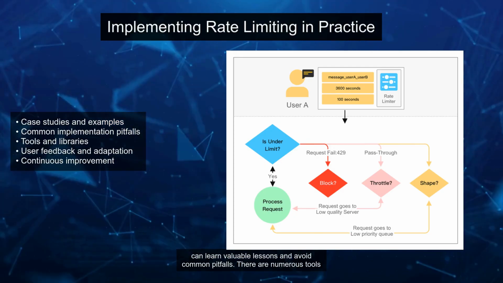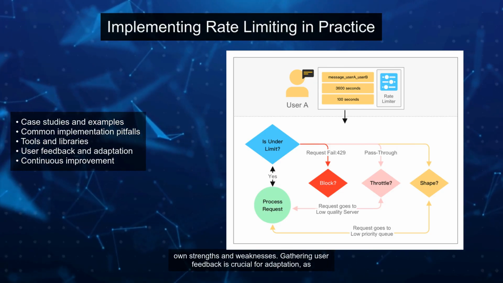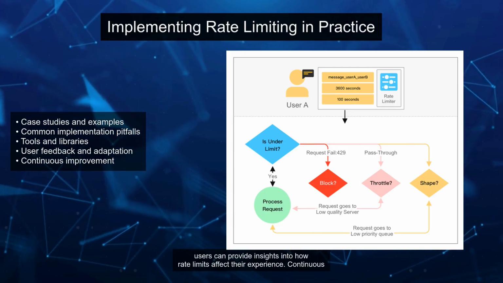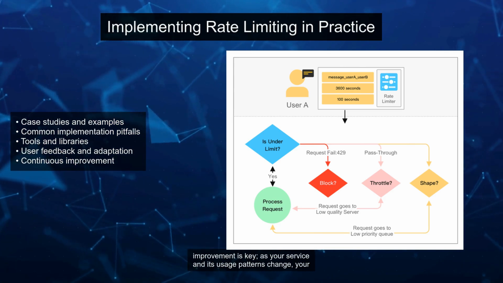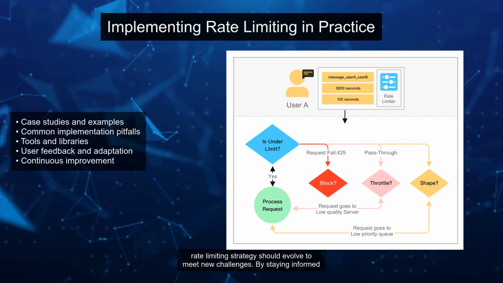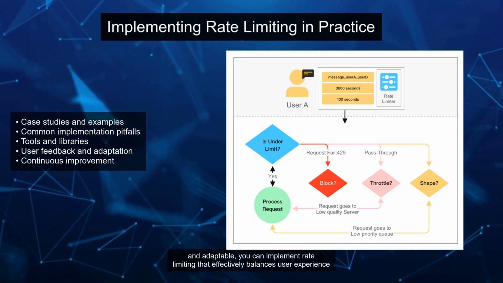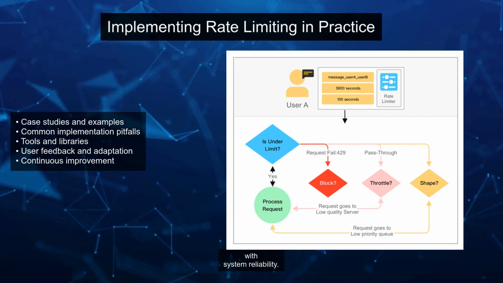Implementing rate limiting effectively requires practical knowledge and experience. By examining case studies and examples from companies that have successfully implemented rate limiting, you can learn valuable lessons and avoid common pitfalls. There are numerous tools and libraries available to help you implement rate limits, each with its own strengths and weaknesses. Gathering user feedback is crucial for adaptation, as users can provide insights into how rate limits affect their experience. Continuous improvement is key. As your service and its usage patterns change, your rate limiting strategy should evolve to meet new challenges. By staying informed and adaptable, you can implement rate limiting that effectively balances user experience with system reliability.